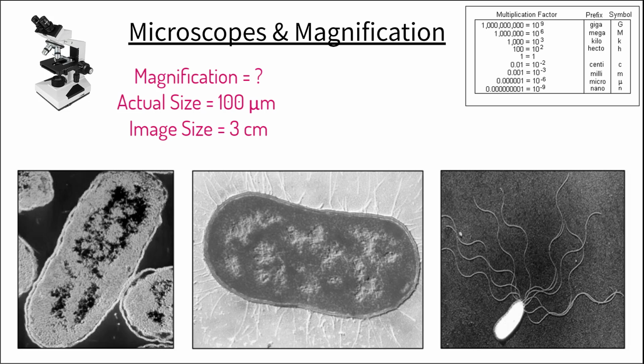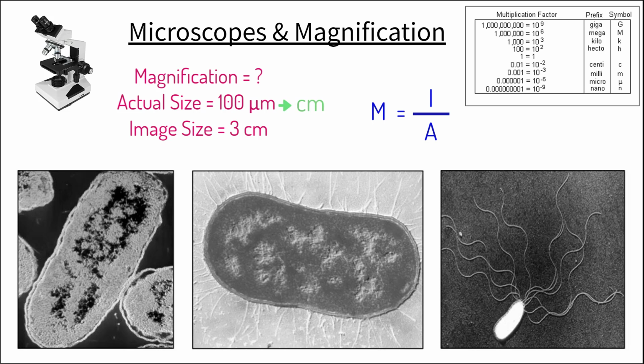Continue when ready. You should identify here that we are solving for magnification, which means we take the image size and divide it by the actual size. Before we can do that, we need to make sure that the units are the same. So we can either convert the micrometers to centimeters or centimeters to micrometers. Either way, we should end up with the same answer.